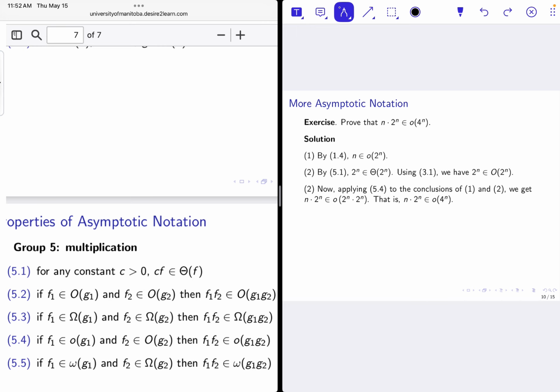Exponential functions. As I sort of alluded to in a previous example while we were doing definitions, a similar hierarchy applies to exponential functions as it does to polynomials. So we're going to see a fact that says, if a is less than b, then a to the n is in big O of b to the n, or something like that.